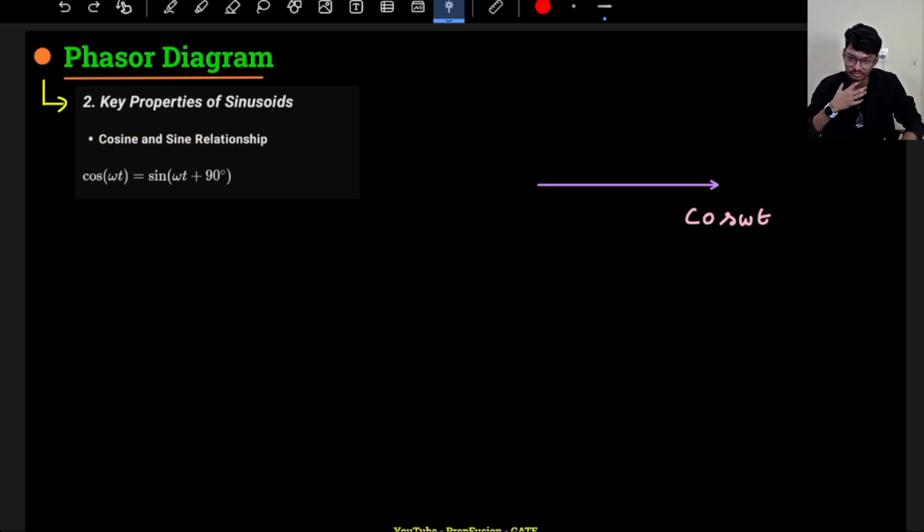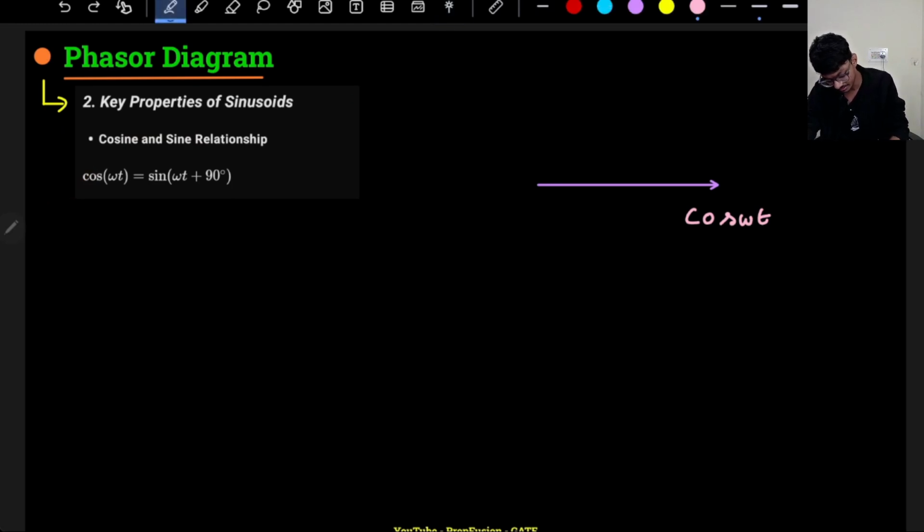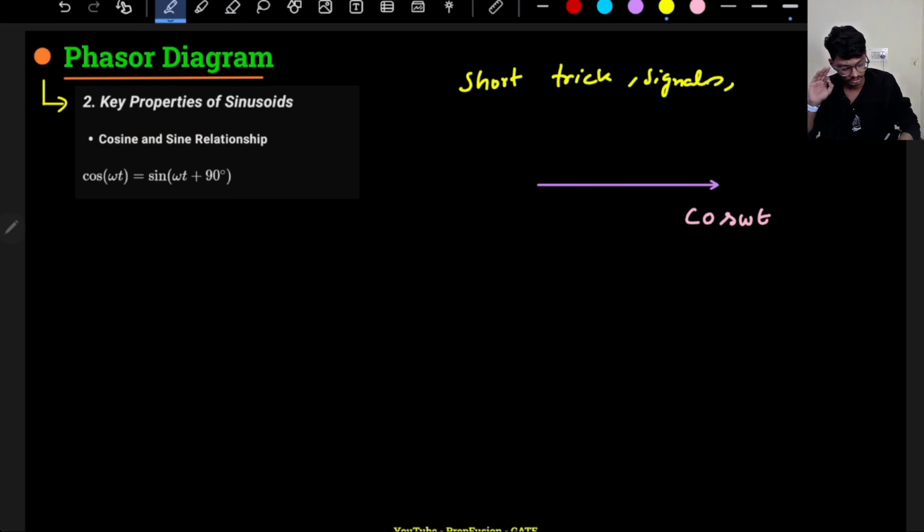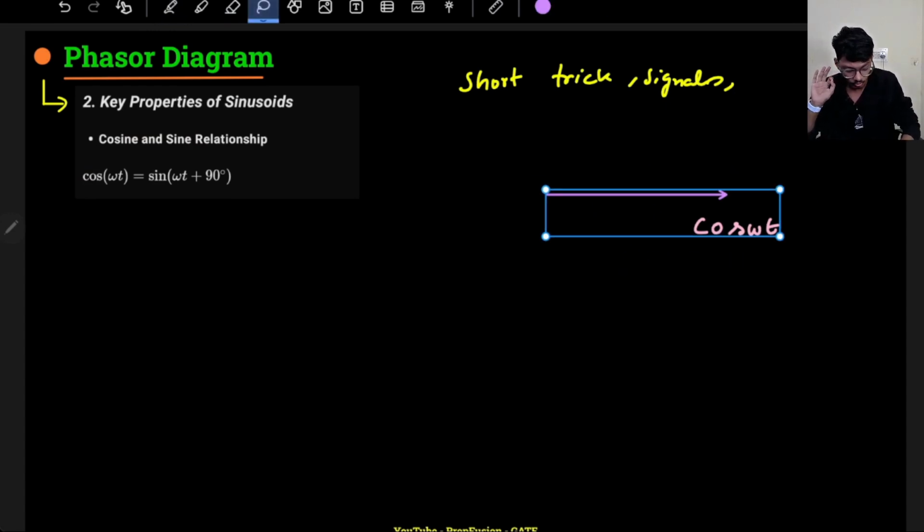What happens with me is that I tend to forget this relationship. So how do I remember it? This is a short trick to remember it. I generally used to forget this. It will be helpful everywhere, in signals, in controls, in mathematics. I will tell you how to remember this.